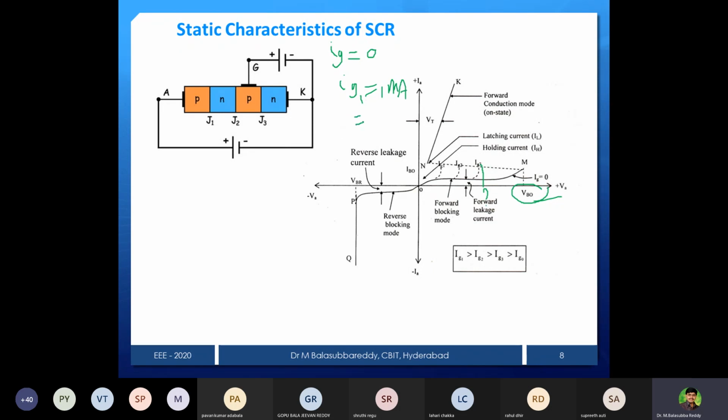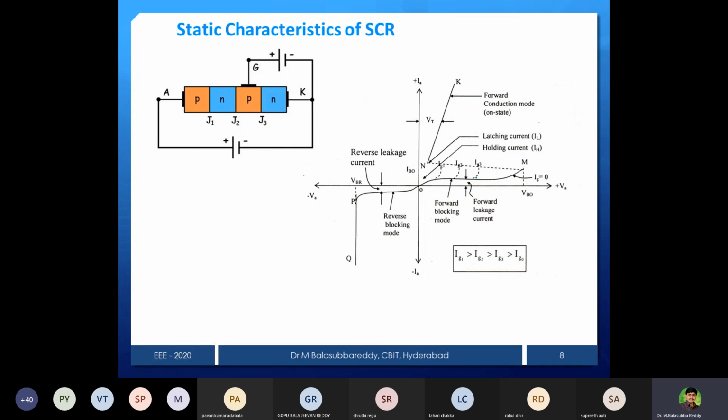Then you can increase to IG2, and so on, IG3, IG2, IG1, IG0. So that means from 0 you are increasing like this. Now I made it 1 milliampere, so more electrons are flooded in, and it is trying to break the junction J2. Because of this gate current, the junction J2 is going to break down with a lesser anode to cathode voltage.